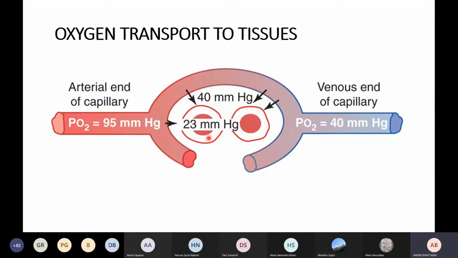Actually, the cells only require 1 to 3 millimeter of mercury partial pressure of oxygen. So there is a great safety factor as well. This 23 millimeter of mercury is much more than is required. So anyway, this is how oxygen is transported to different tissues of our body. First, we talked about how it is transported from the lungs, and then how it reaches into the tissues. So this is very simple. I hope all of this is clear to you.